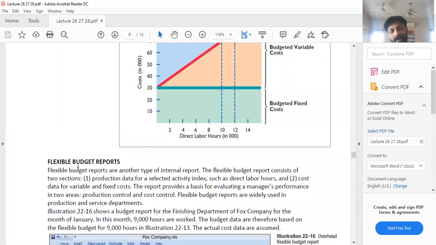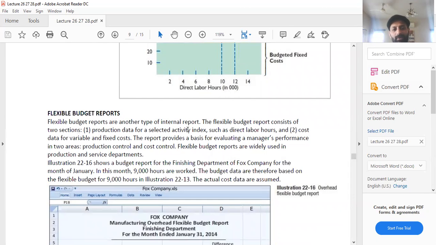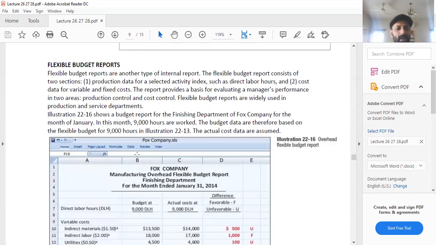Once you have made the flexible budget, you also try to incorporate it into a flexible budget report. As we have already discussed, budget reports are very important. This way you can judge the performance of the management. You can evaluate how the management is doing, what sort of mistakes they are making, what are their strong points. Flexible budget reports are another type of internal report. The flexible budget report consists of two sections: production data for a selected activity index such as direct labor hours, and cost data for variable and fixed costs. The report provides a basis for evaluating the manager's performance in two areas: production control and cost control.